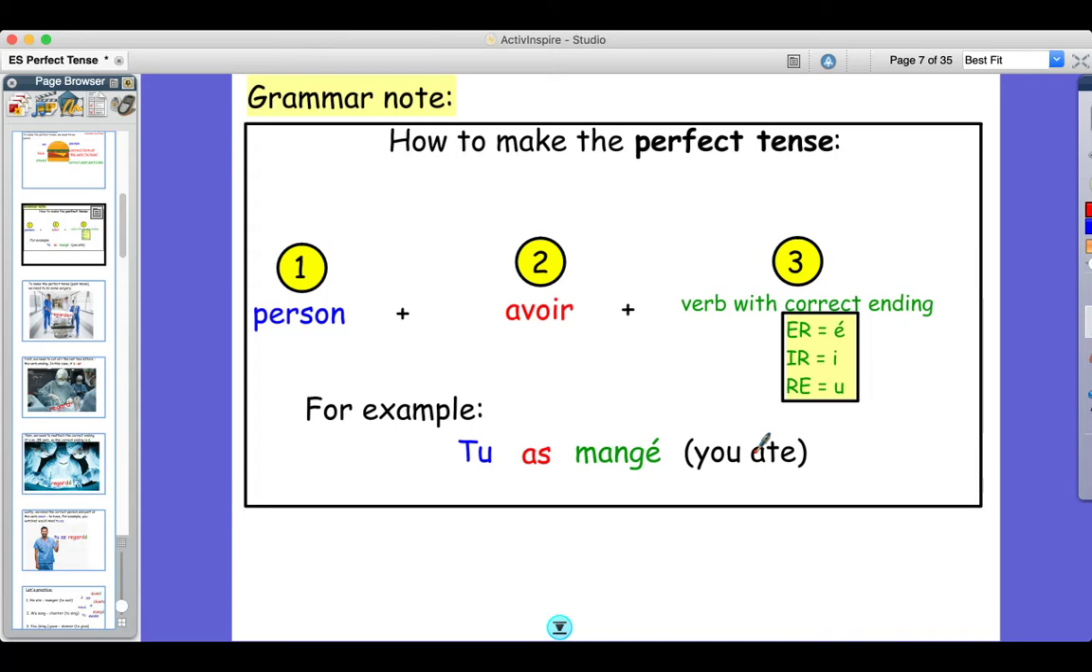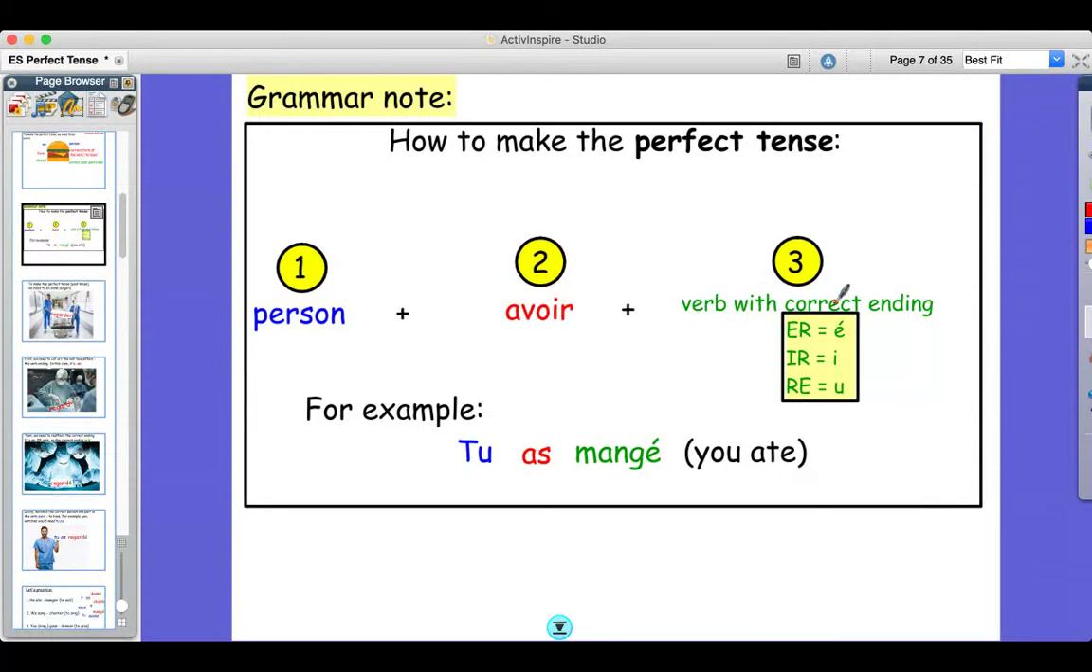Welcome back to part 2 of learning how to form the perfect tense in French. So by now you should have copied this note down. We know that we need the person we're talking about, the correct form of avoir, the verb to have, plus the verb with the correct ending. Now remember, the verb is the thing that you're doing. So for example, eating, playing, okay, to eat, to play.